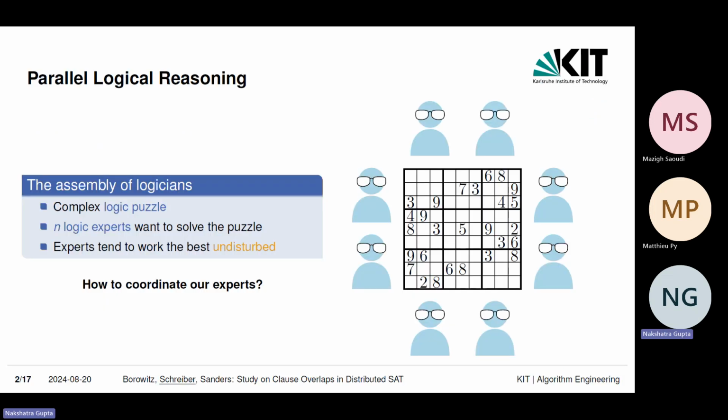So let me begin with a little analogy to introduce parallel and distributed SAT solving. Consider we have a large logical puzzle which we would like to solve, and we have a number of n logic experts who wish to solve this puzzle in a cooperative fashion. Now, the thing is that our experts are rather unsocial beings, so they tend to work best if we just leave them undisturbed while they are puzzling. So how do we coordinate our experts best?